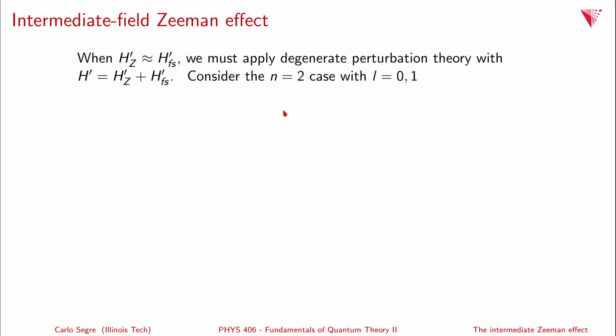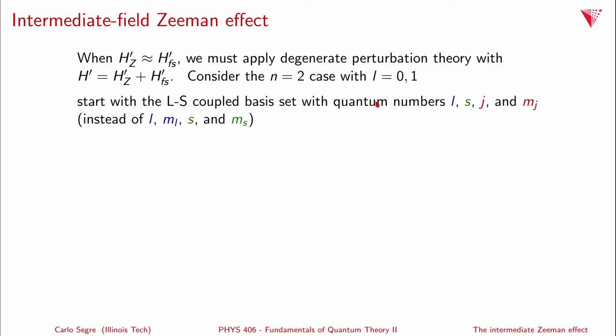So let's consider the n equals 2 case, that is L equals 0 and L equals 1. We'll start with the LS coupled basis states with quantum numbers L, S, J, and M sub J, instead of the L, M sub L, S, M sub S states. Now, I could do the opposite and start with these, and I would get the same answer eventually. But we're going to start with this particular set here.